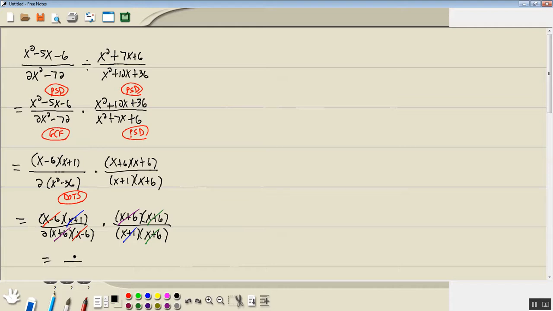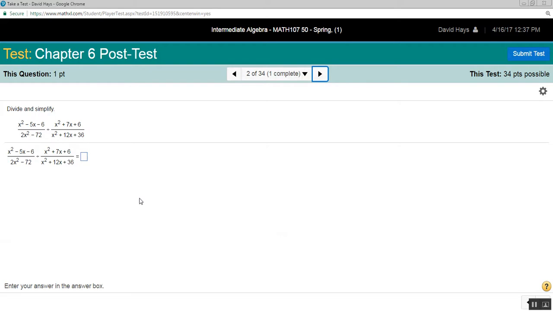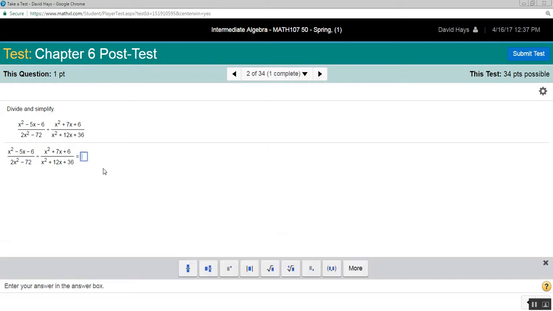So it looks like we're left with a 2 down below here, and of course you never leave a blank for a fraction, so you can put 1 up on top. So 1/2 is our answer. Well, that works out pretty nice. Not very nice to solve the problem, but the answer is nice. Okay, so 1/2.